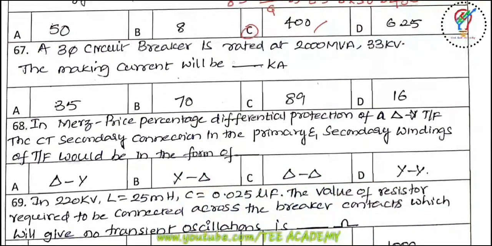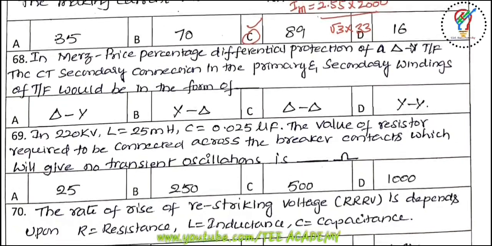A 3-phase circuit breaker is rated at 2000 MVA, 33 kV. The making current will be how many kiloamperes? So the making current, IM, is equal to 2.55 into the MVA rating, 2000, divided by root 3 into the actual voltage, 33. We substitute here and get the answer as 89 kiloamperes. The other options are 35, 70, 16.